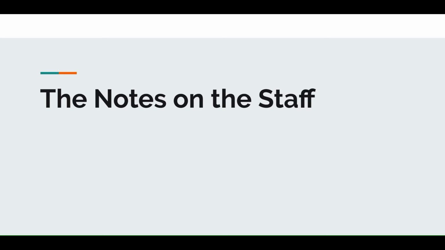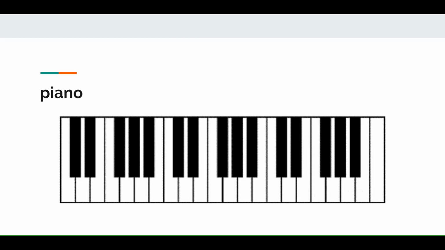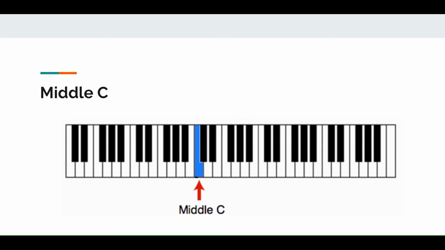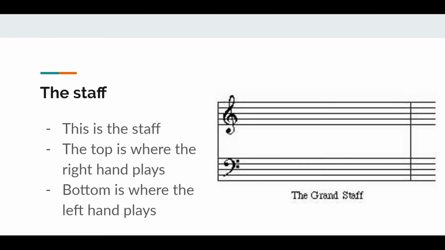Hello everyone, and in this video I will be teaching you an easy way to read sheet music and to identify all of the notes on the staff. So all the notes on the staff will correspond to a different note on the piano. And there's one note in particular that's very special, and that note is called middle C. If you're trying to find this at home, search in the middle of your piano and look for the note C. And I'm about to show you why.